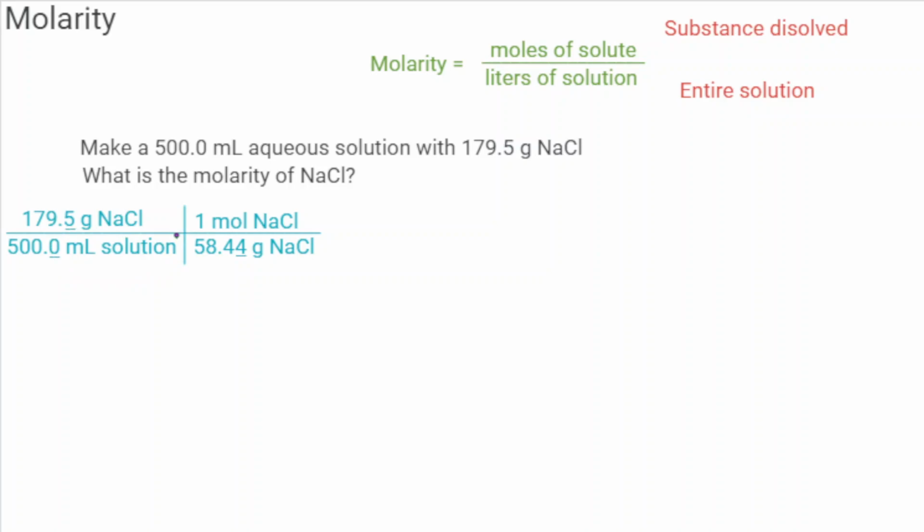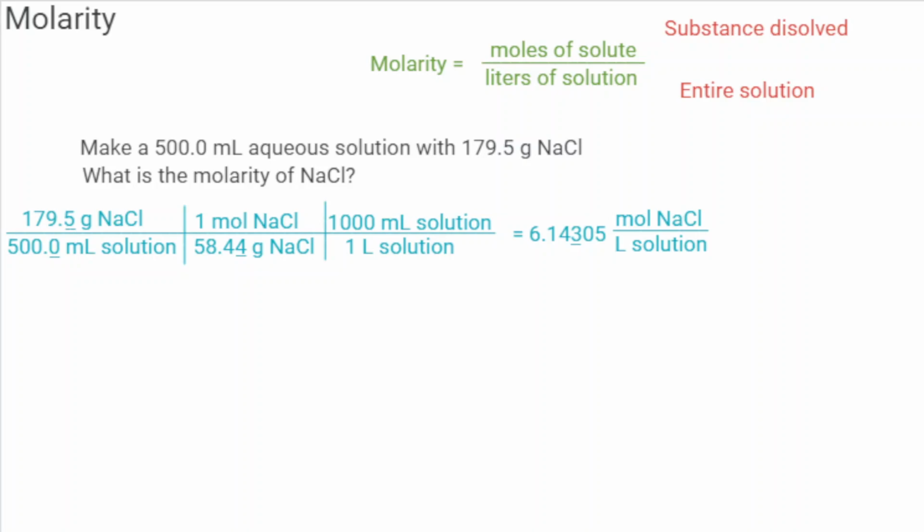We just need to get milliliters into liters. And so we can say for every 1,000 milliliters of solution, we have 1 liter of solution. And so now if we cancel out all of our units, milliliters will cancel out with milliliters, grams will cancel out with grams, and we'll be left with moles of sodium chloride per liter of solution. And that will give us our molarity. And we'll find out that that is 6.14305 moles of sodium chloride per liter of solution.